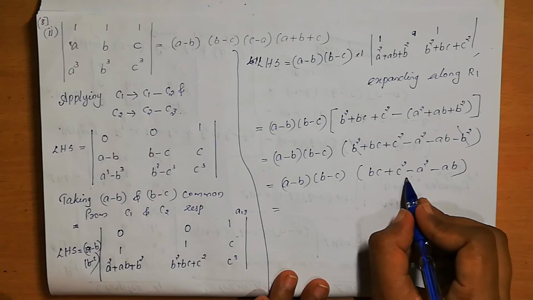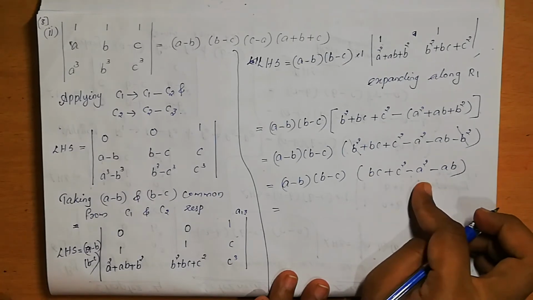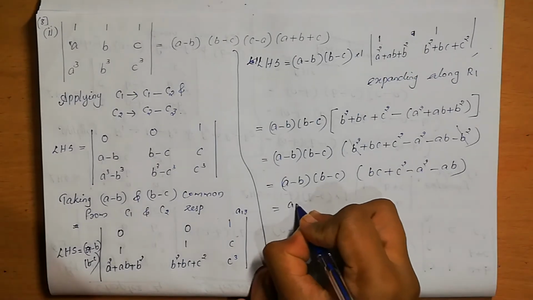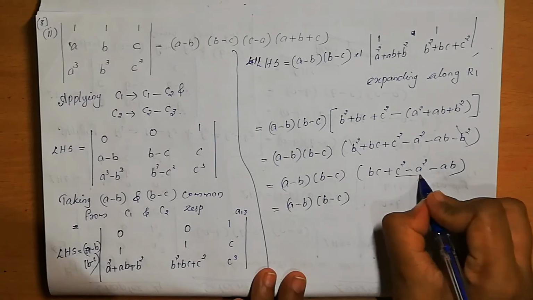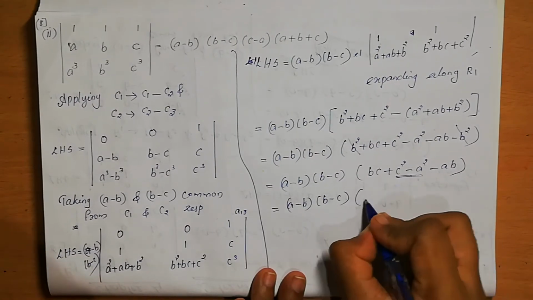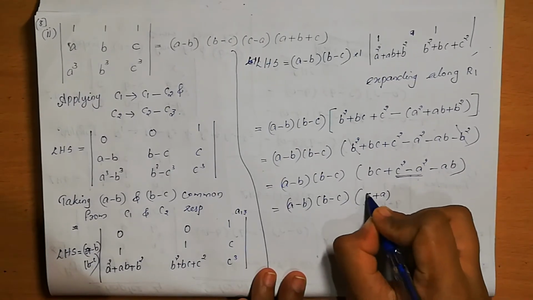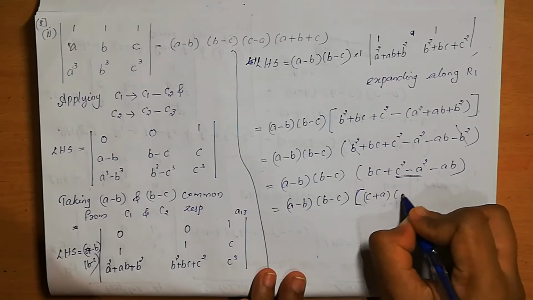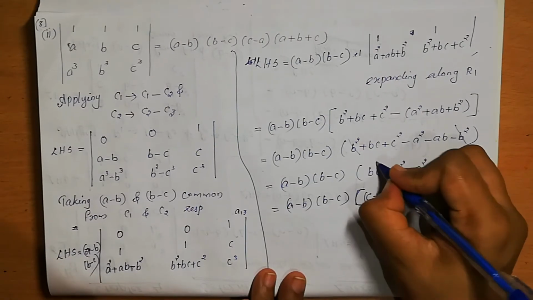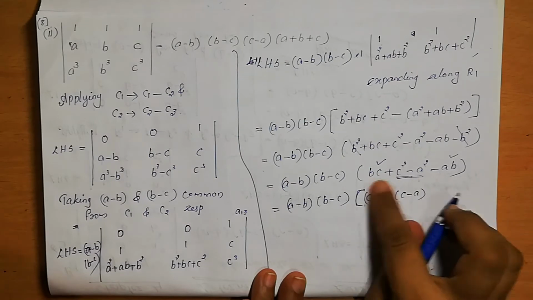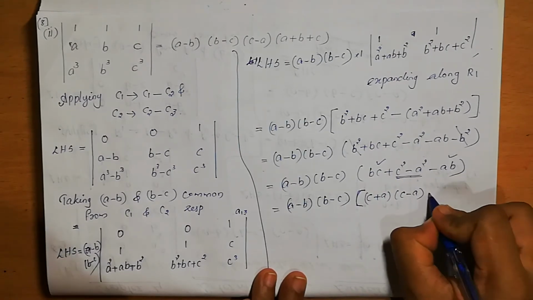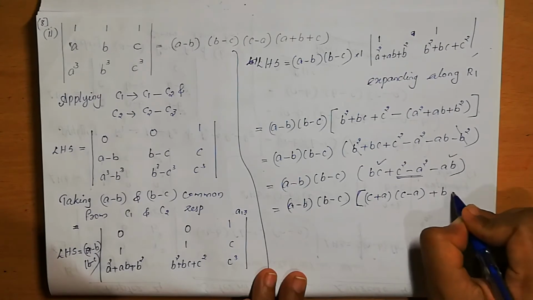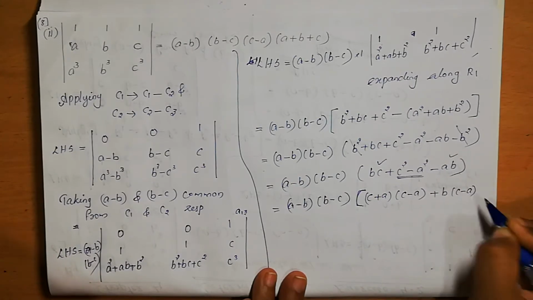C square minus a square, we can write it as c plus a into c minus a, right? So a minus b into b minus c. From these two I can write c plus a into c minus a. From these two terms I can take which one is common? Here common is b, right? So I will get b into c minus a.